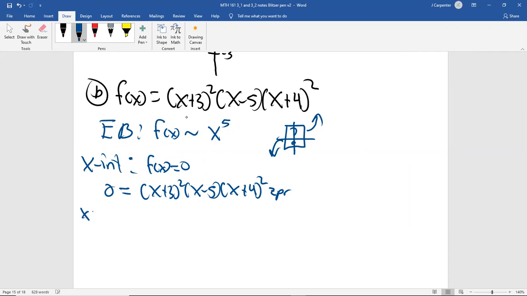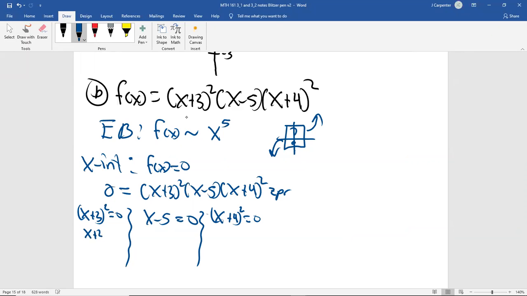We're going to set our (x plus 3) squared equal to 0. And some people will just go ahead and ignore the exponents here. That's fine as well. You can't ignore them completely. I just mean for the solving process, because the exponents tell you the multiplicities. Then we have x minus 5 equals 0. And then we have (x plus 4) squared equals 0. But when you take plus or minus square roots of 0, it's 0.